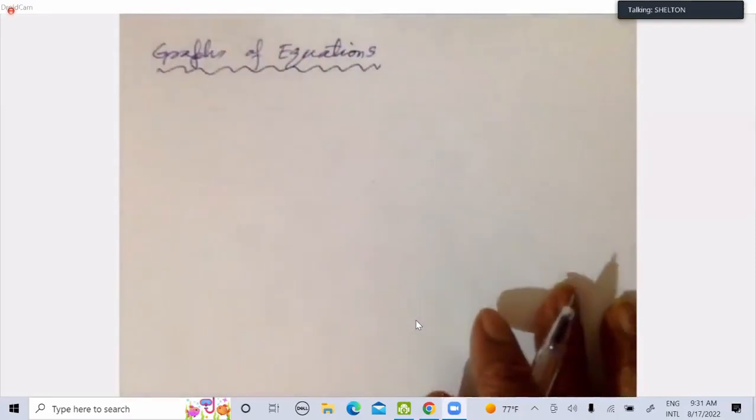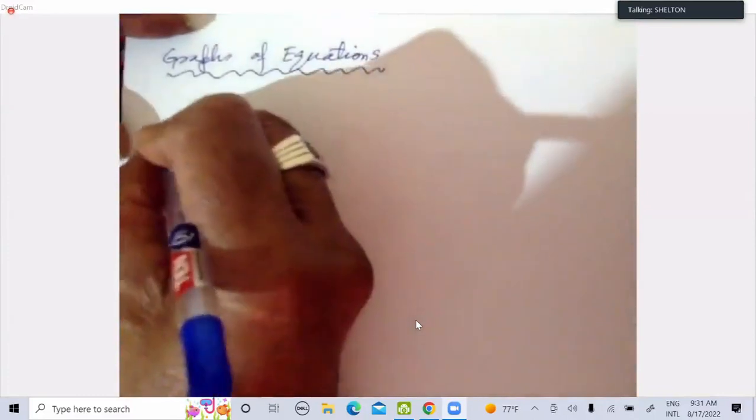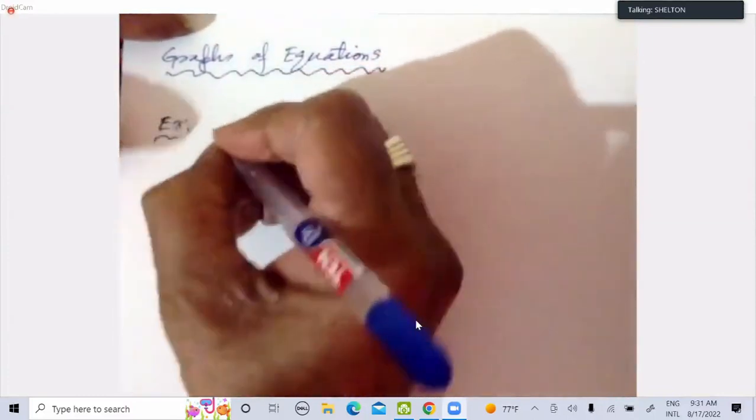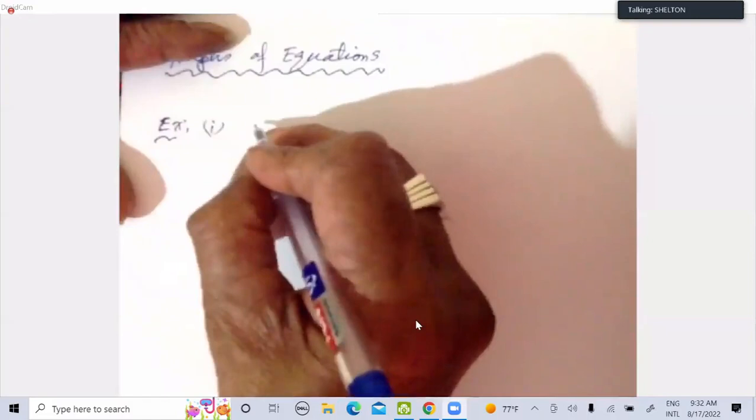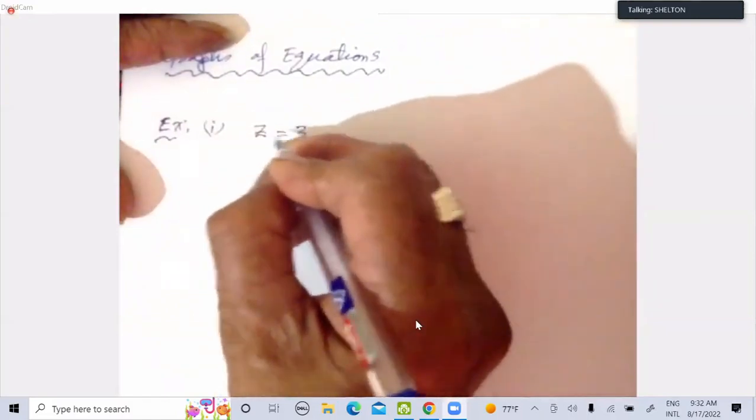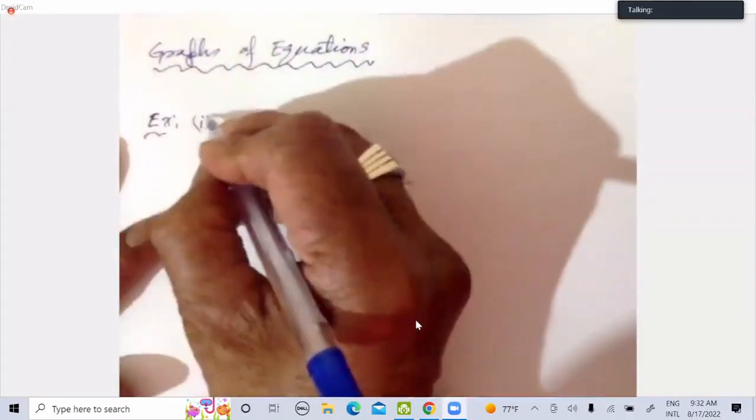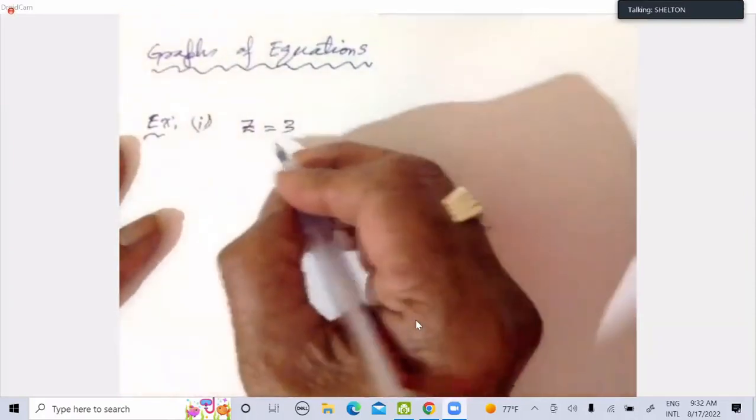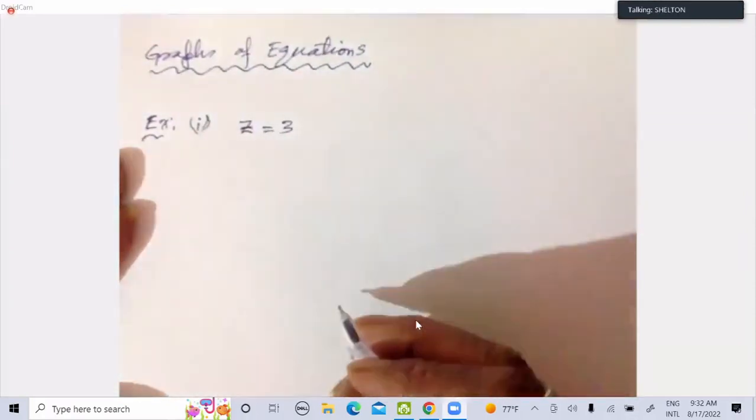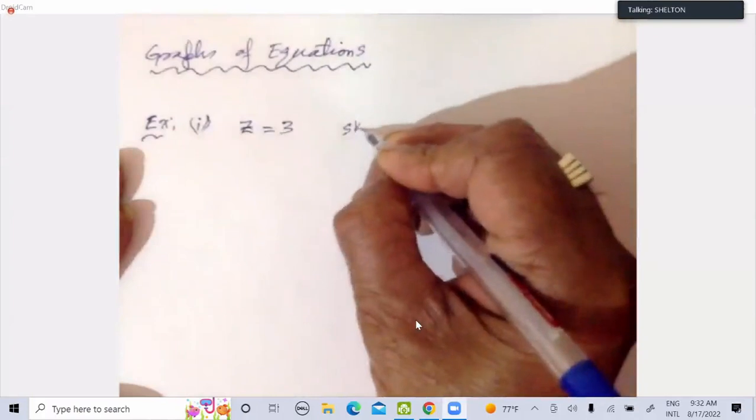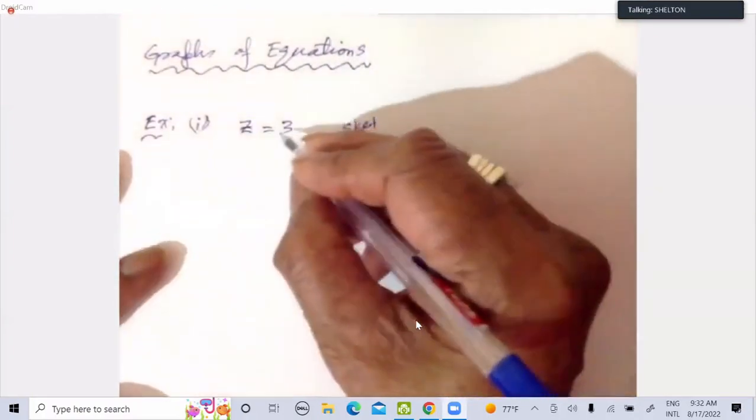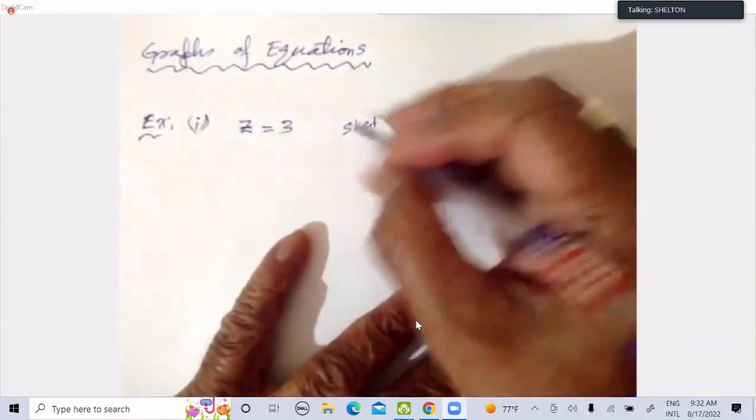The graphs of equations. Let me draw a few graphs of equations. Okay, sketch the graph of the first one. I'm trying to explain it using examples. Example 1. Let us consider z equals 3. Graph of equations in R3. Sketch the graph of this equation. Of course, it's a constant.